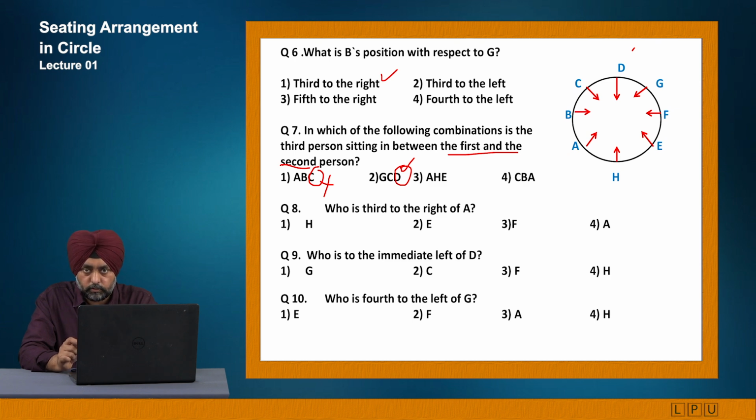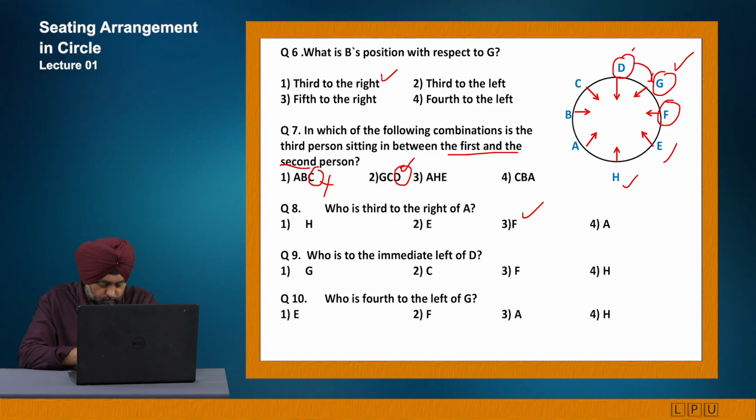You have to be very careful with this type of question, because questions about the immediate right and immediate left will be quite easier. Who is third to the right of A? From A we have to go right: first, second, third, it will be F. So the answer will be F. Who is to the immediate left of D? Left means clockwise, so you have to go clockwise. It is G.